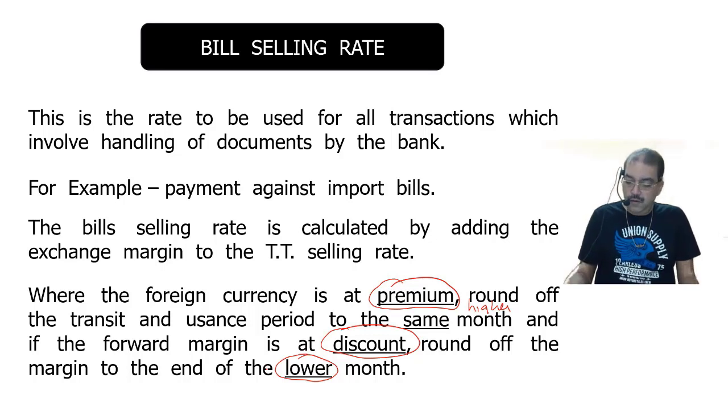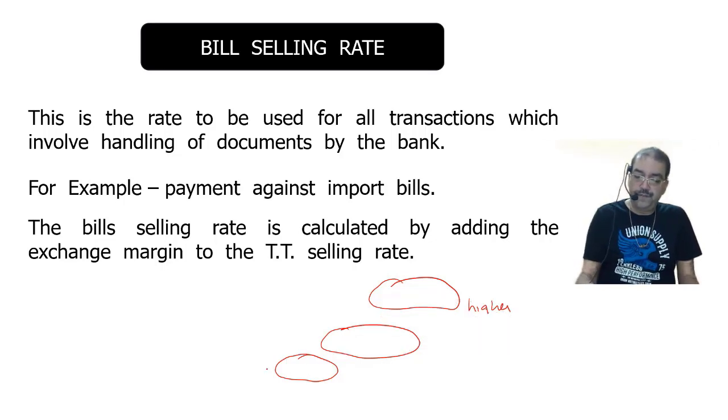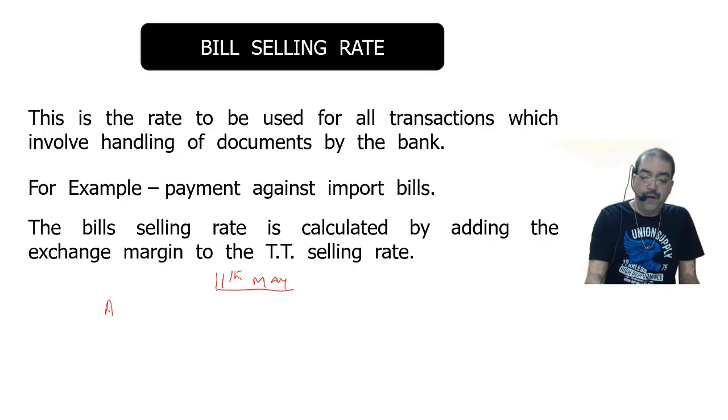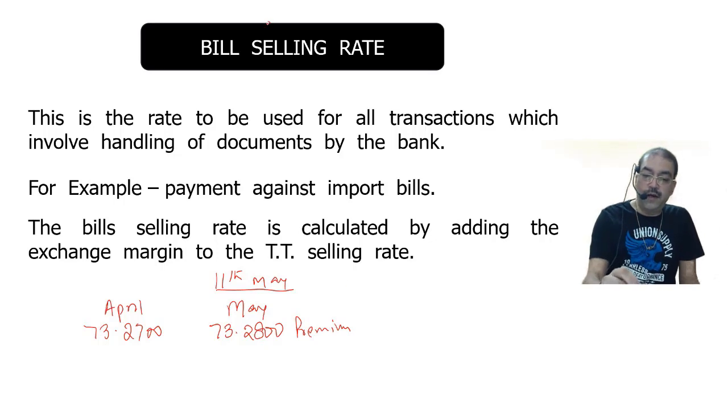Suppose, let us say, how this is going to work for us. 11th of May is my due date. The two figures that I have, April and May figure, May end figure. April figure is 73.2700 and this is 73.2800. It is at premium and I want to go for selling rate.